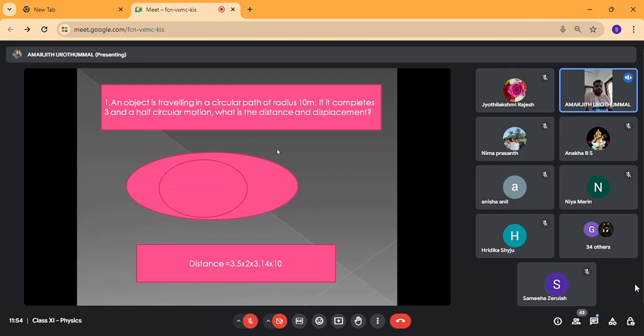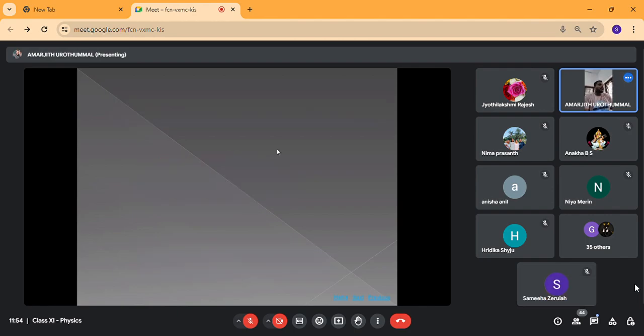What is the answer? That will be equal to 219.8. Okay, around 220. Harshita, 219.8 or around 220. That is right. So that is all about distance and displacement.